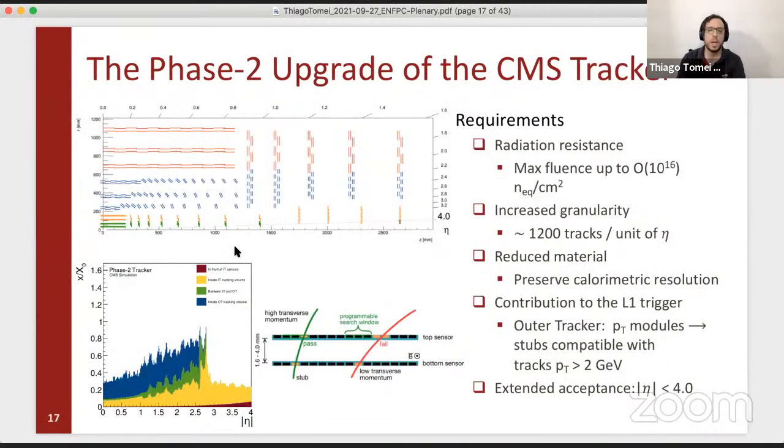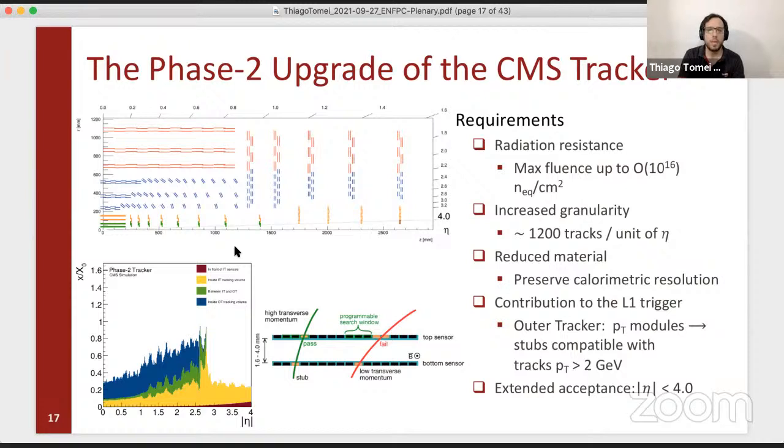Let's start from inside, okay? Let's start with the tracker. The tracker is one of the subdetectors that suffers the most because it's the closest to the interaction point. So it is the one that has to deal with the highest multiplicity of particles and the highest dose. So it has to be radiation resistant. It has no other choice.